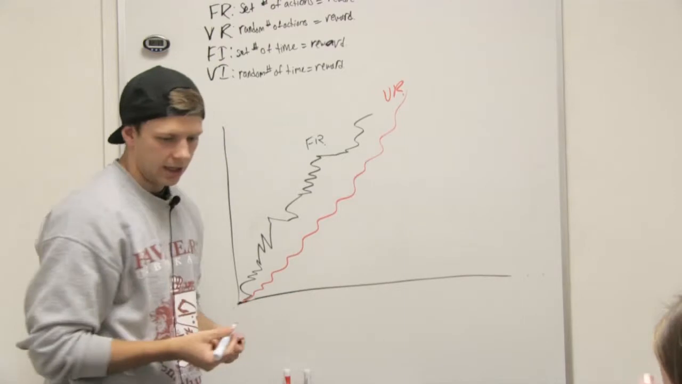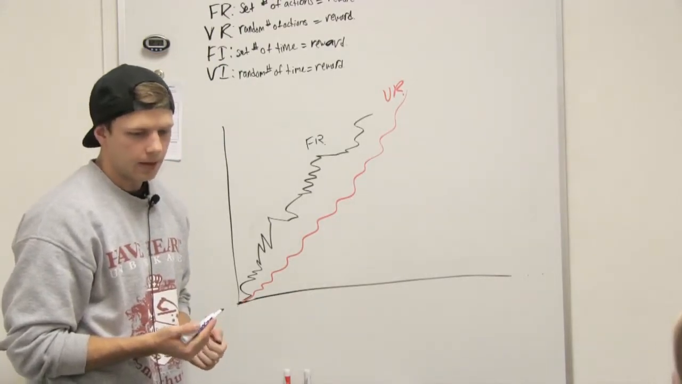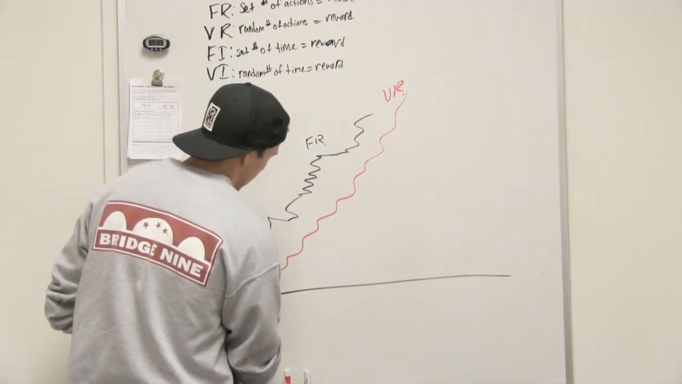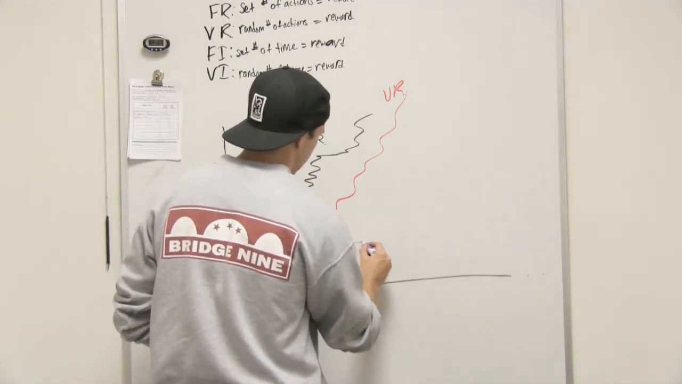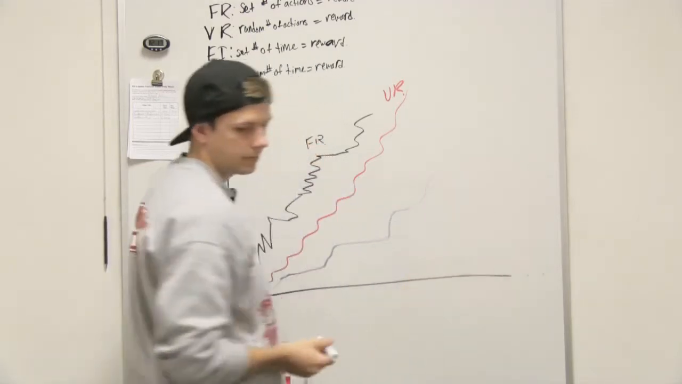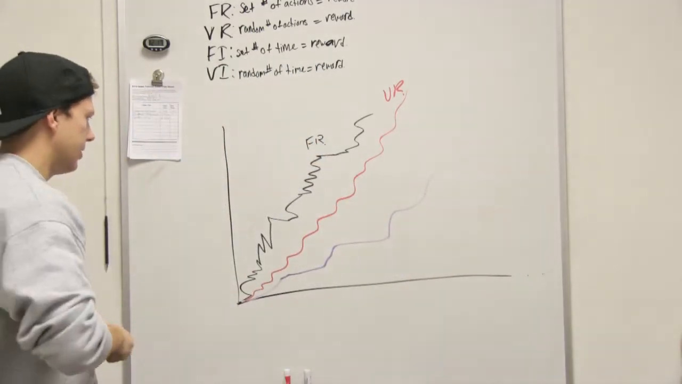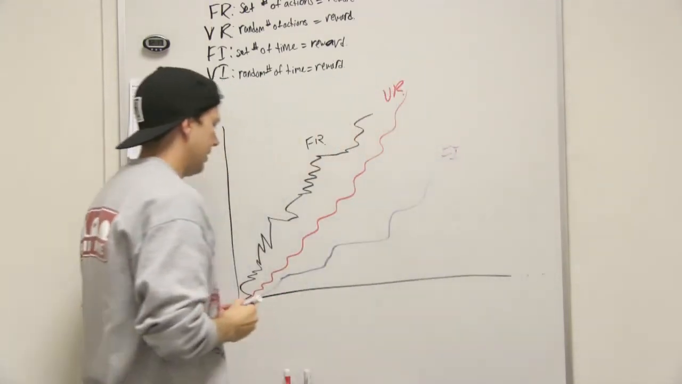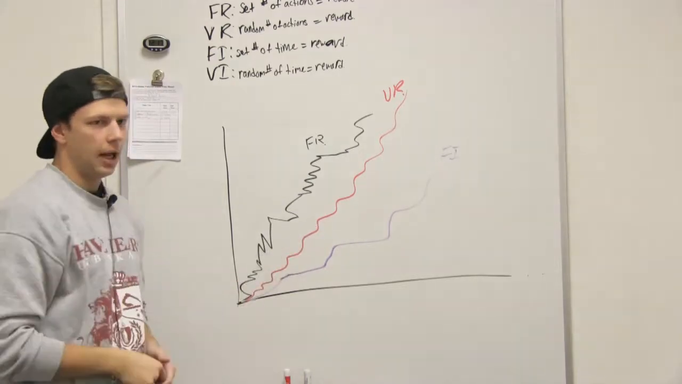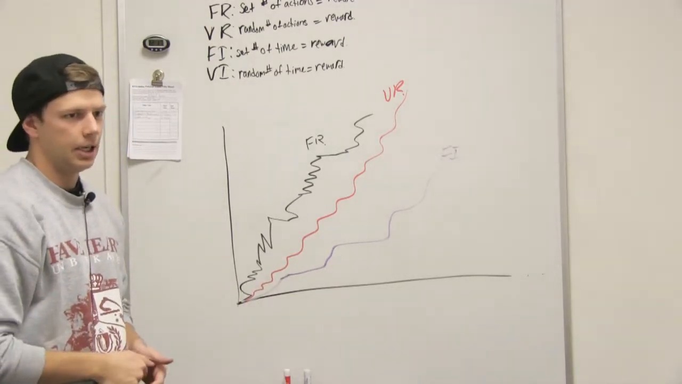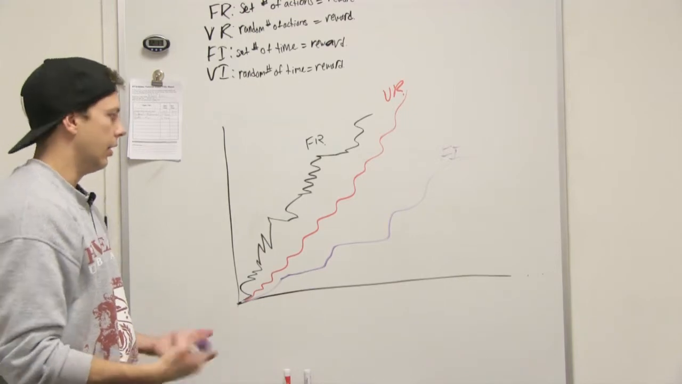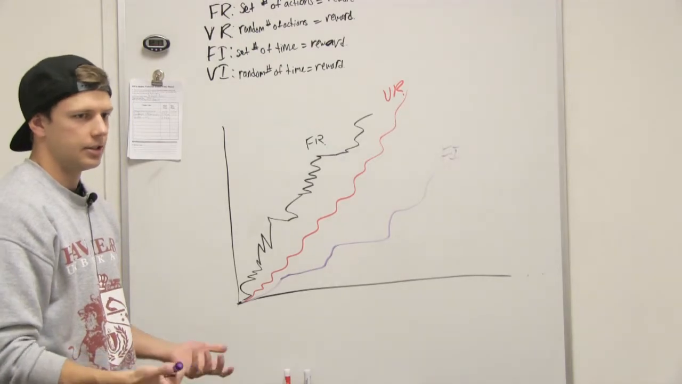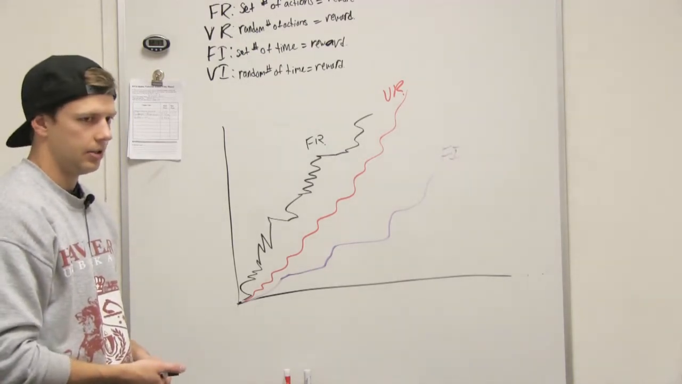Then we have fixed interval, which is going to look like this, with lots of flat lines. This means they don't really have to do any actions and they're still going to get the reward. They know every 2 minutes, okay, I'm going to get a piece of food. I don't even have to peck the button anymore, I can just stand here and I'll get it in 2 minutes.